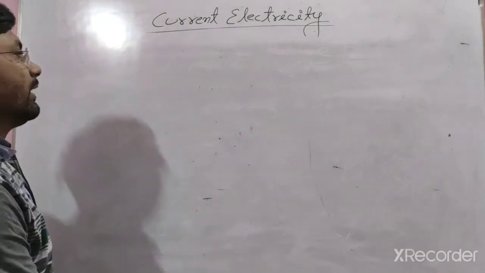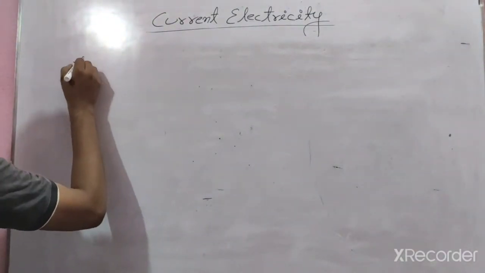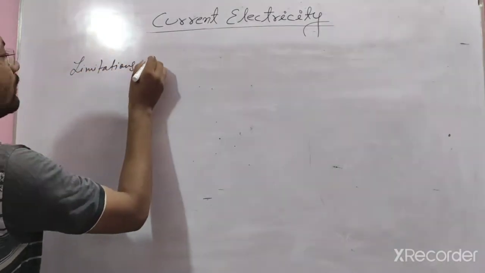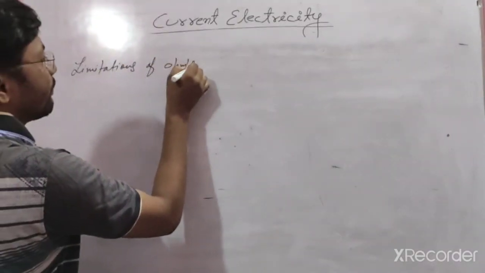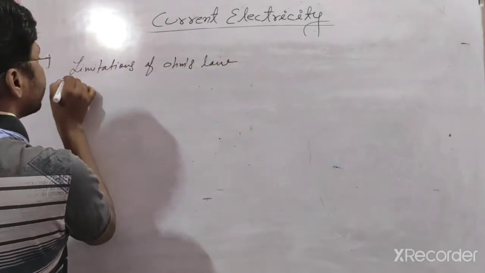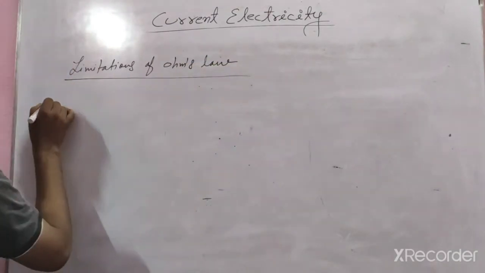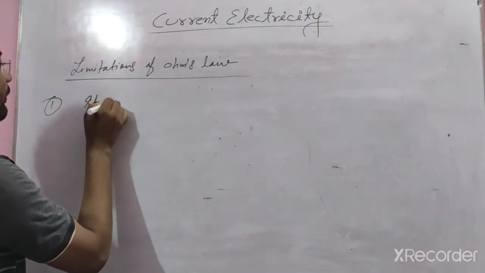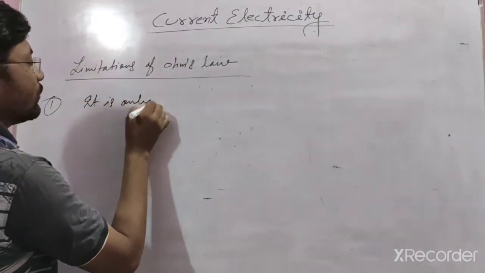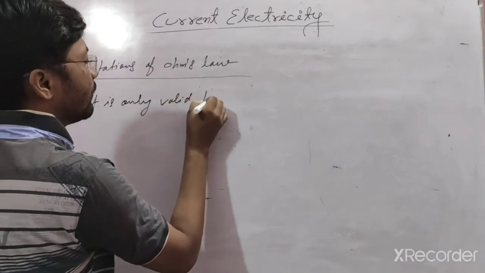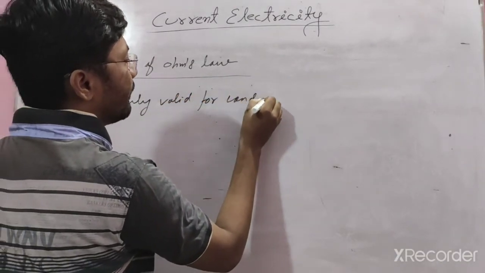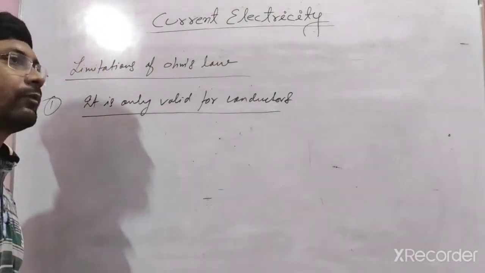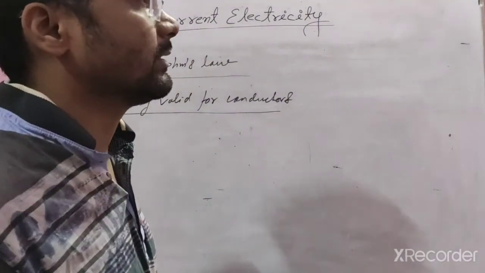Now students, we are going to study the limitations of Ohm's law. This Ohm's law is only valid for conductors. So we can say that Ohm's law is not valid for semiconductors or insulators.